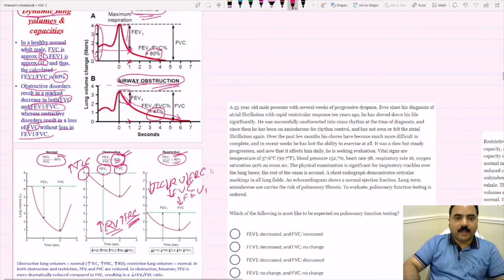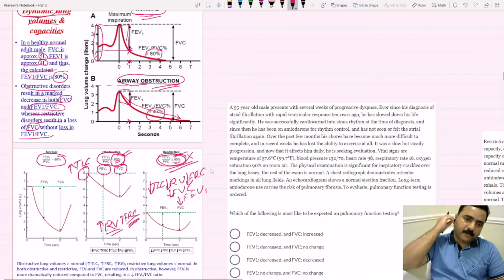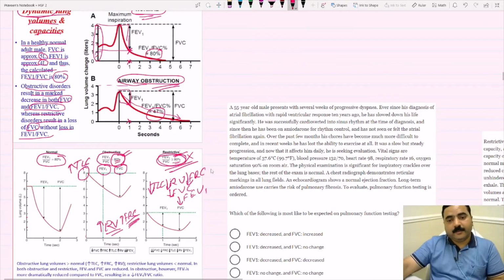But what happens to FEV1 by FVC ratio? It stays the same. It does not decrease. FEV1 by FVC ratio does not decrease. Sometimes it may show a slight increase also, but mainly you can keep it in mind that it does not decrease. Okay, so I hope you have understood how to use spirometry, the values and the graphical representation, for understanding the distinguishing factor between obstructive versus restrictive lung disorder.